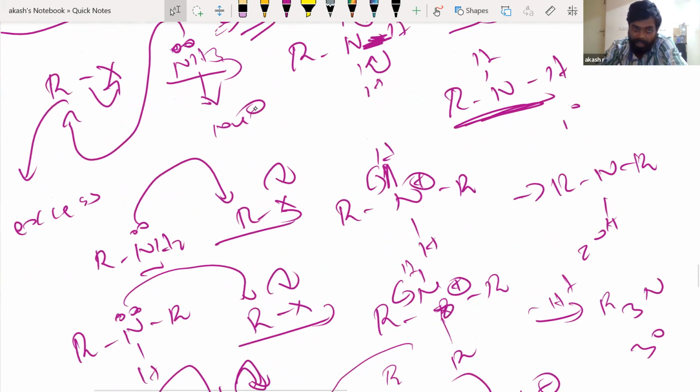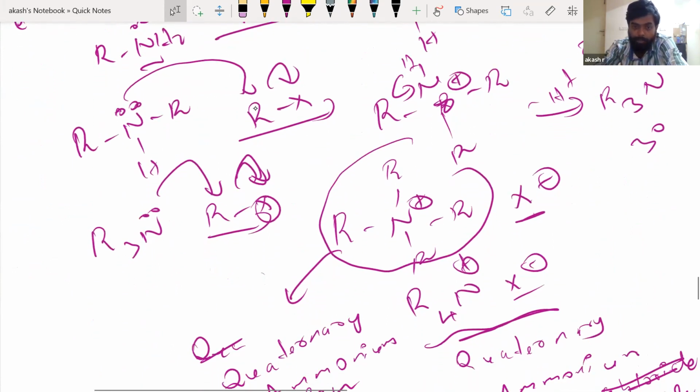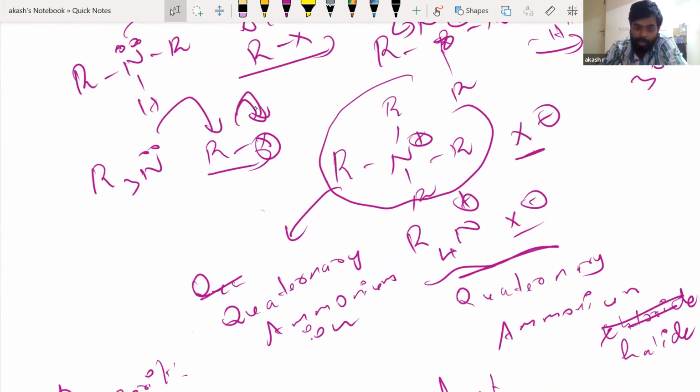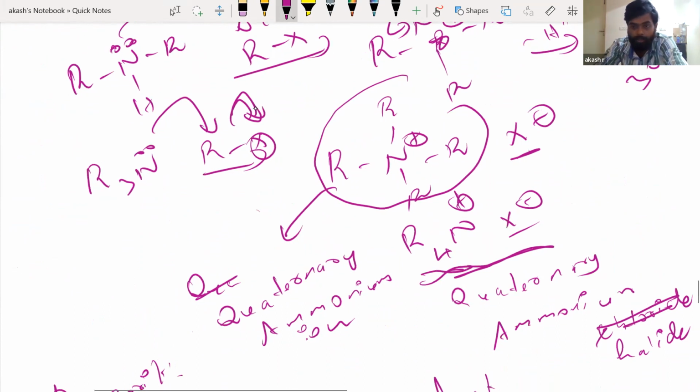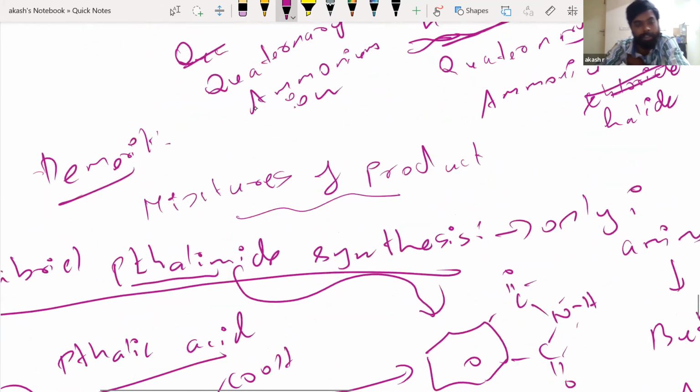In the first step, ammonia was acting as a nucleophile. In the second step, the amine formed itself acts as a nucleophile. Again, that secondary amine is going to act as a nucleophile. In the third step, the tertiary amine acts as a nucleophile to form, at last, your quaternary ammonium salt. R4N plus is what is called your quaternary ammonium ion, and if it is a halide, you call it quaternary ammonium halide. Obviously, we saw the demerit: you get primary, secondary, tertiary, and quaternary ammonium salt also.